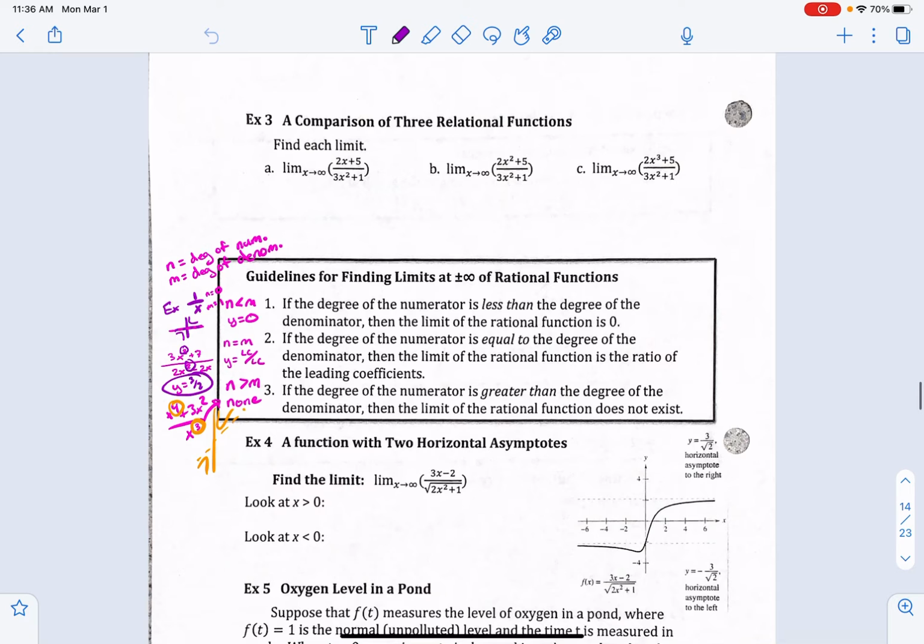Okay, so we're on the back side on example 3, and we have A, B, C to do, and this just illustrates how the same function with just a little bit of change can change the horizontal asymptote. So I want you to look at the difference between each one of these functions. The only thing that's changing is this x by the 2x.